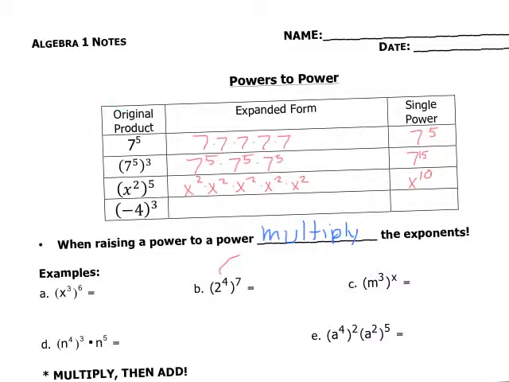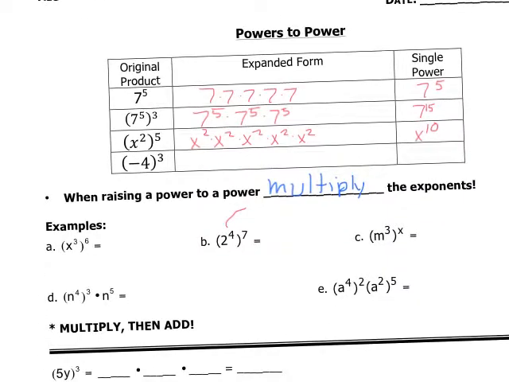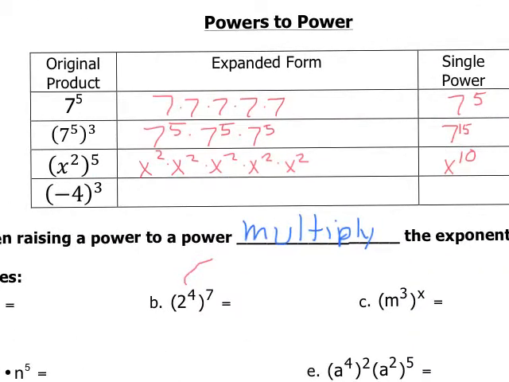What is going on? My stylus is not working. There we go. Okay, so let's look at this bottom box for a second. -4 to the 3rd power. So think about it. If I took -4 to the 3rd power, how many negatives do I have in my problem?